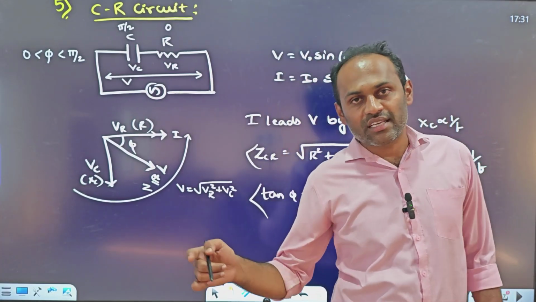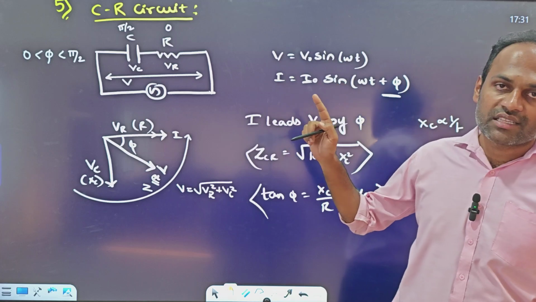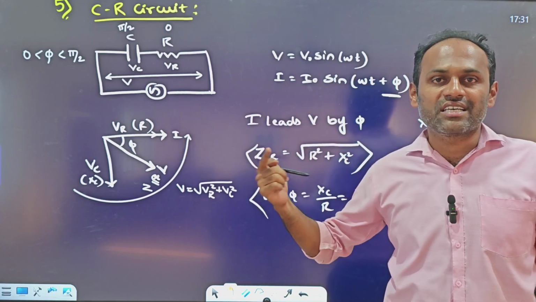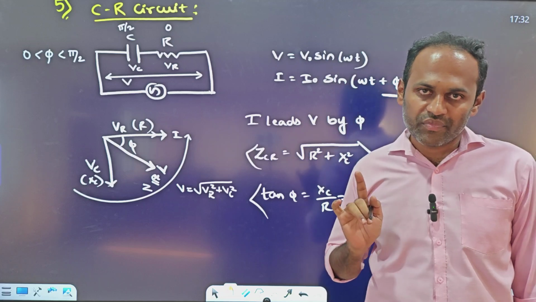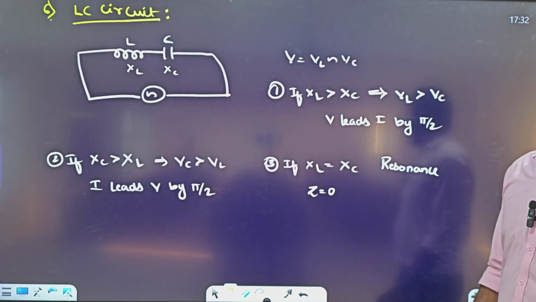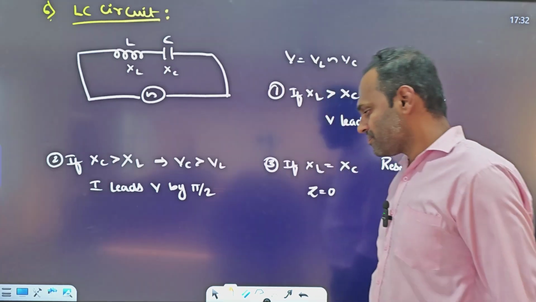In LR circuit and CR circuit, phase difference is greater than 0 and less than 90 degree. In pure L circuit and pure C circuit, phase difference was 90 degree. Correct? Okay, let us go for the next circuit now. That is LC circuit. Inductor is there, capacitor is there.